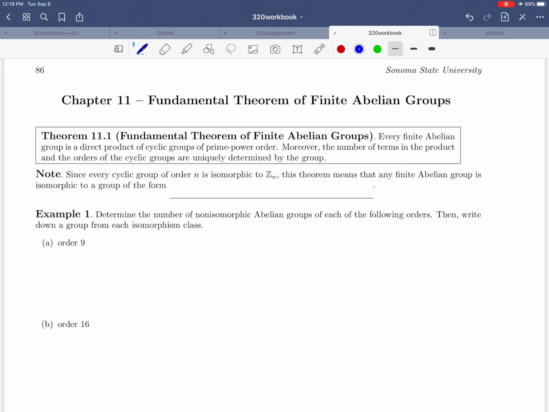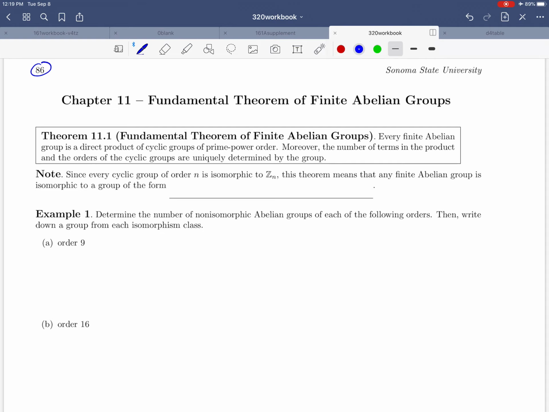Hello everybody, and welcome to the beginning of Chapter 11. This is page 86 of the workbook that we're looking at. Chapter 11 is about something called the fundamental theorem of finite abelian groups. This is a very important theorem that gives us a way of describing, in a very organized way, every finite abelian group that we might come across.